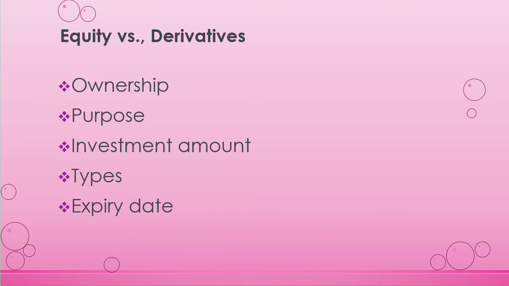For now let's understand, under equity you'll have shares or stock, whatever you call it. Under derivatives you'll have futures and options as products. To summarize, under equity you have ownership of the company. Under derivatives there is no ownership as such. The purpose of equity is long term investment or trading purpose, or whatever the reason is. But under derivatives, the purpose is purely hedging and risk avoidance.